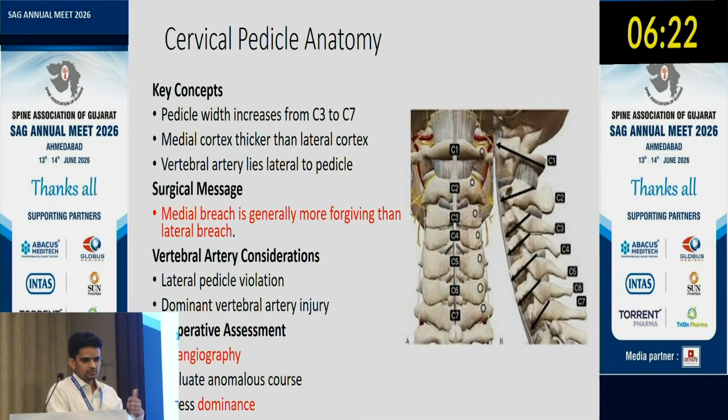Now see the cervical pedicle anatomy. Generally its size increases as we go from up to down. The medial cortex is always thicker compared to the lateral cortex. So a medial cortex breach is more acceptable, because on the lateral side there is the vertebral artery, so you have to be careful not to breach the lateral cortex. And as I already told, CT angiography and assessment of the vertebral artery is very important before doing this surgery.